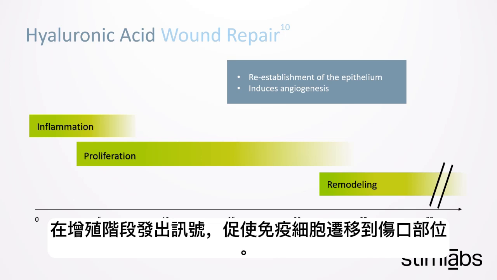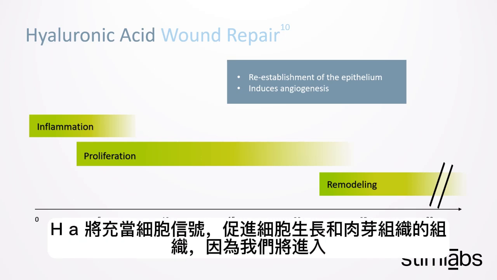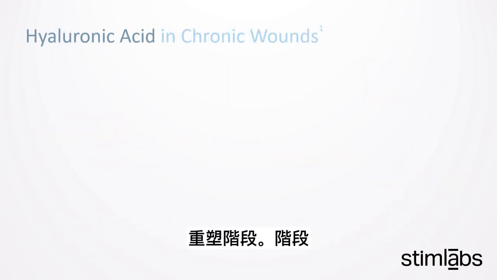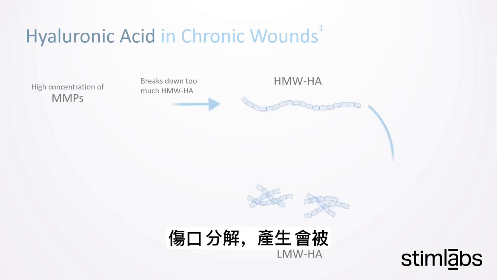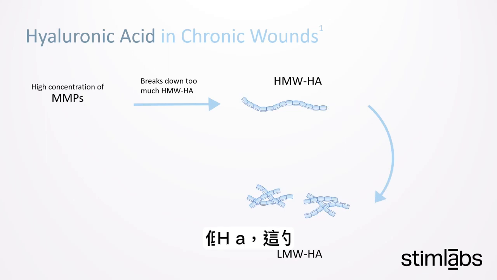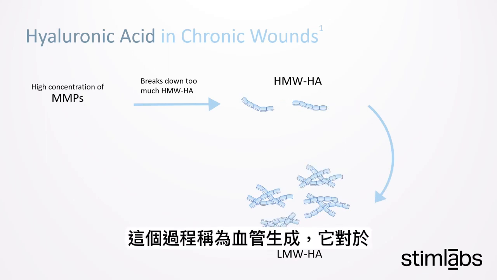HA's orchestrated role in this series of events all depends on the HA content being in proper balance. When it isn't properly regulated, the HA imbalance can contribute to conditions like chronic wounds. HA in the extracellular matrix is constantly being broken down by enzymes like MMPs. When the system becomes dysfunctional, too much breakdown of HA occurs. This results in a buildup of low molecular weight HA.